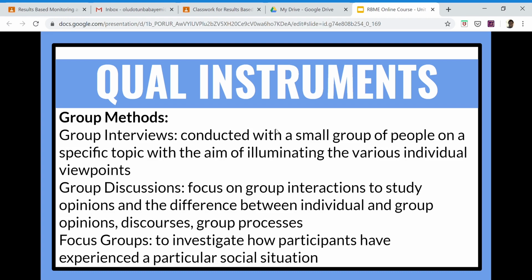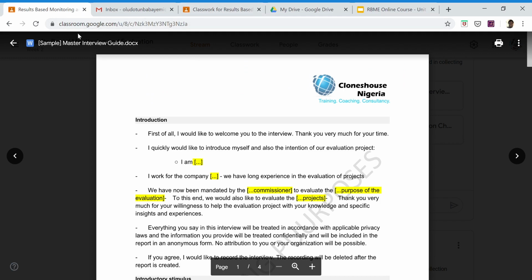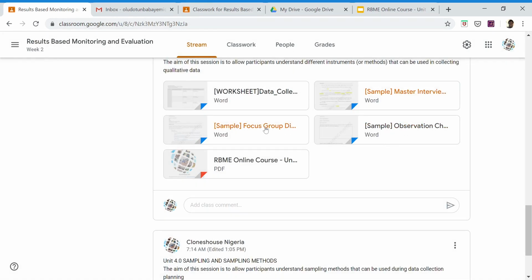Focus group discussions could last between 1 hour and 1 hour 30 minutes. It's conducted in a place where you can record the interaction that is going on, so that you do not miss out on the conversations. It's always advisable to have a group of 7 to 8 in one group. If you're thinking of males 30 to 35, they might not necessarily be more than 8, so 5 to 8 in that group is important. You can think about this as group interviews. In the class work, you also have a sample focus group discussion.